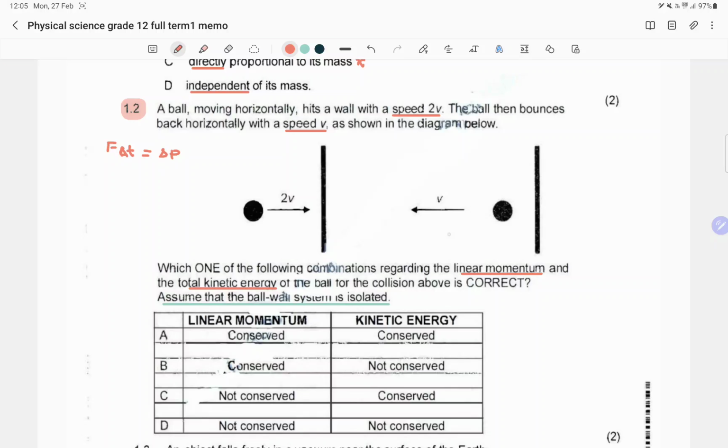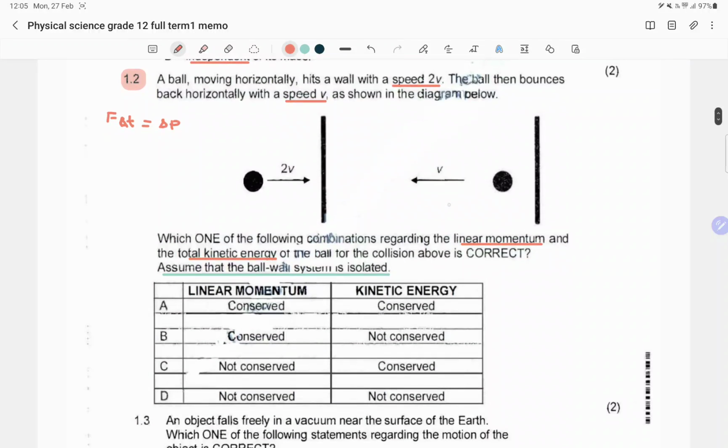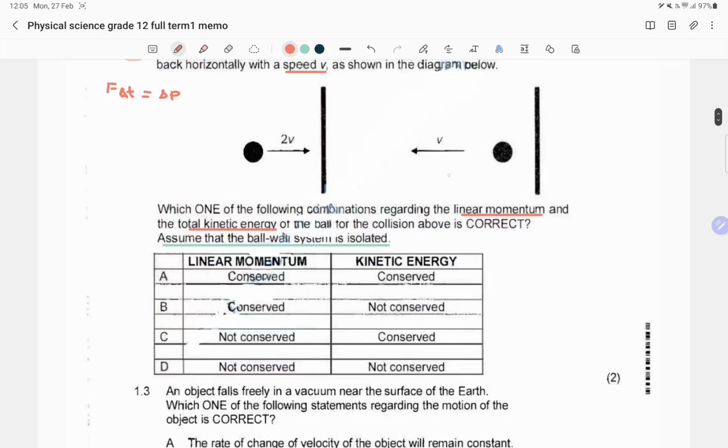Now, if this is an isolated system, it means both linear momentum and kinetic energy are conserved, isn't it? So that makes sense. Now which one of the following is correct? We say linear momentum will be conserved in a closed system. Should be conserved. This one is incorrect, because now we finally created a kind of forced isolated system, really.